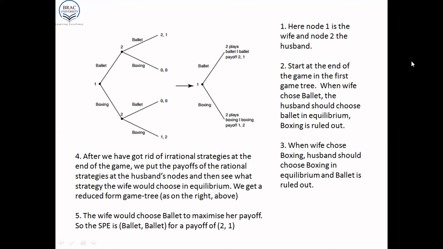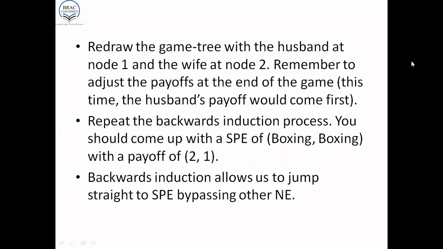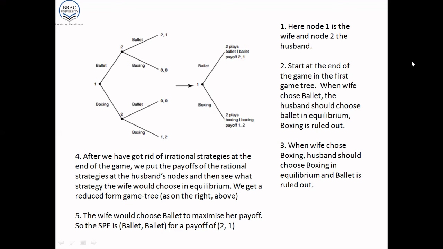Okay, now we can repeat this exercise. So you redraw the game tree with the husband at node 1 and the wife at node 2. Now remember to adjust the payoffs at the end. If at node 1 the player is the husband and at node 2 the player is the wife, then these payoffs have to be adjusted because the first entry is always player 1's payoff. So if player 1 is the husband, your payoff would be 1, 2. And over here it would be 0, 0, 0, 0, and over here it would be 2, 1.